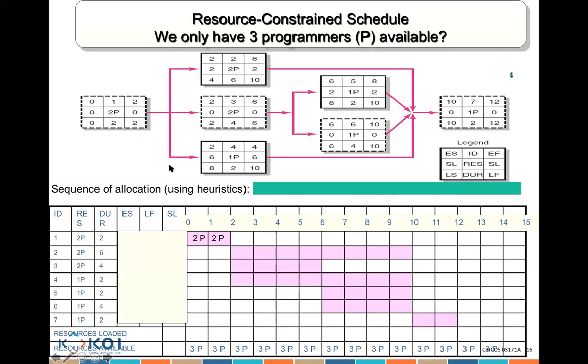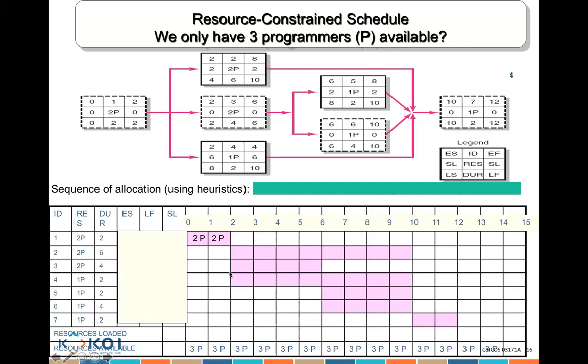Let me ask you, the rule states, first we look for the activity that has minimum slack. Which activity between these 3 has minimum slack? Activity number 3 has 0 slack, correct? Yes. And when is the early start for activity 3? 2. When is the early finish? 6.